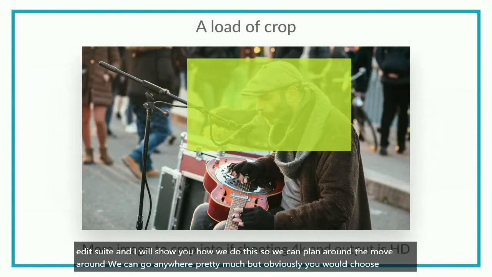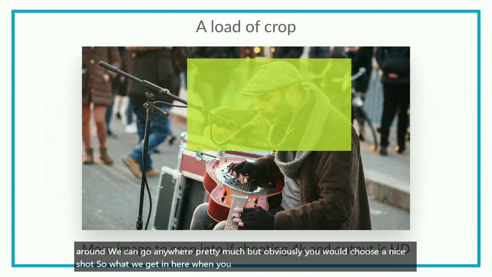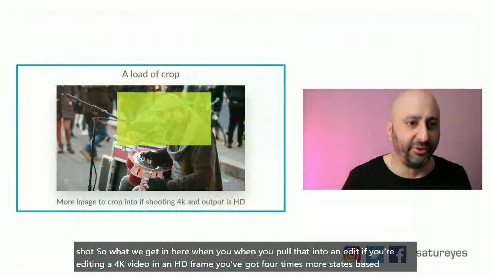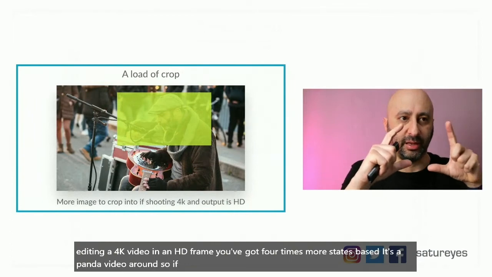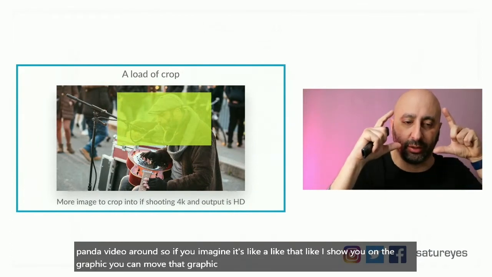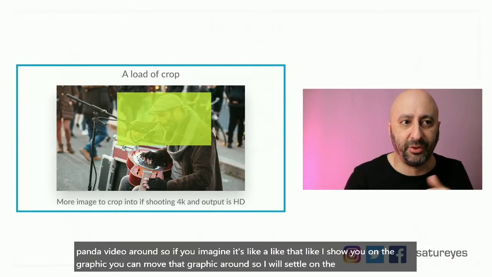So when you pull that into an edit, if you're editing a 4K video in an HD frame, you've got 4 times more space to pan the video around. If you imagine it's like I show you on the graphic, you can move that graphic around. So I will settle on the face, which means I'm getting 2 shots from one.